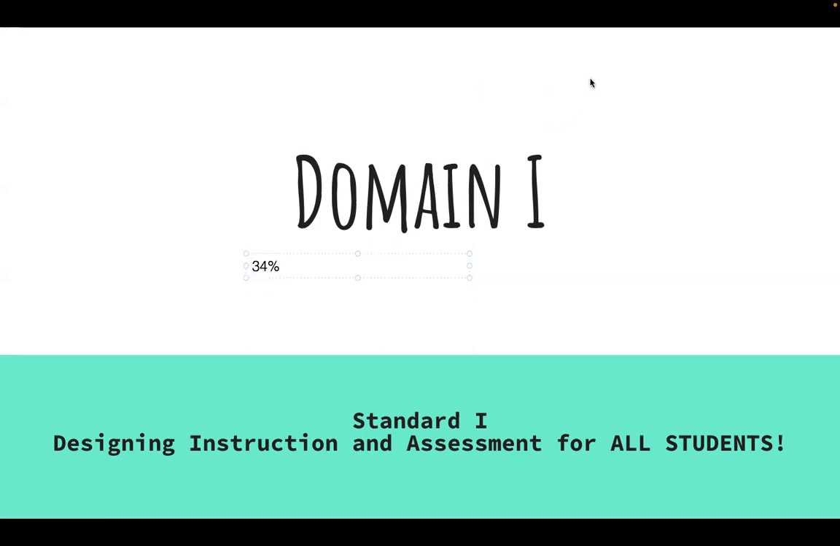It happens to be the domain which is weighted heaviest, which means it's the most important. And domain one is made up 100% of standard one. Standard one is so important that it again makes an appearance in domain three, which we just finished last week, and it took us several weeks to finish it.